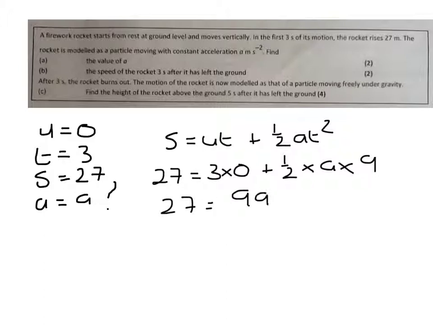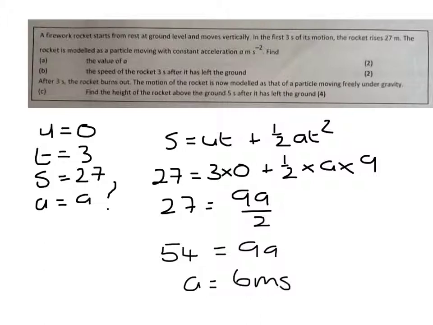27 is 9a over 2. So 54, 2 times 27, is 9a. a is 6 meters per second squared.